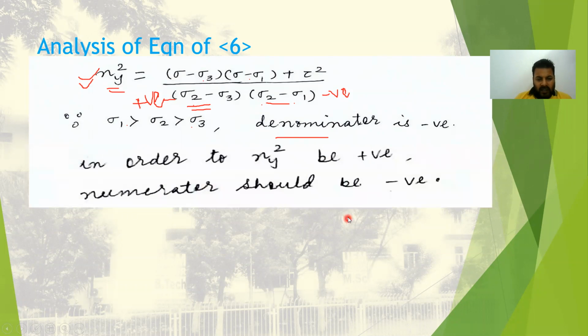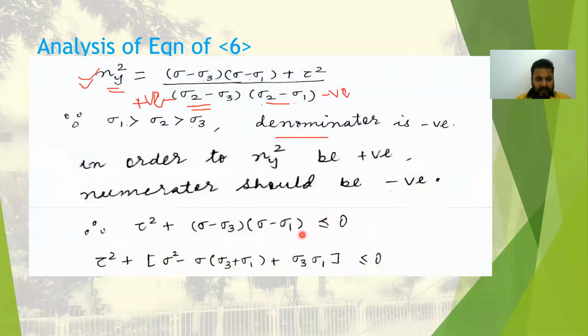So this condition has been applied. Numerator should be negative in order to bring n_y square to be positive. So let me write the expression from the numerator part. Numerator was like this. So from here, it has been copied and written here. Tau square and sigma minus sigma 3 into sigma minus sigma 1 less than equal to 0.